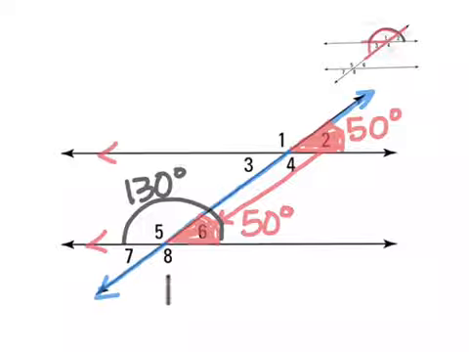We could use vertical angles to find out that 8 is 130 degrees. And we could use vertical angles again to show that 7 is 50 degrees.